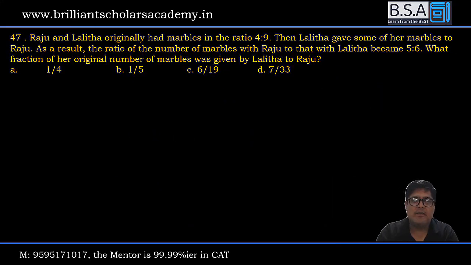Raju and Lalitha originally had marbles in the ratio of 9/4. Lalitha gave some of her marbles to Raju. As a result, the ratio of number of marbles with Raju to that with Lalitha became 5/6. What fraction of her original marbles was given by Lalitha to Raju? Try.